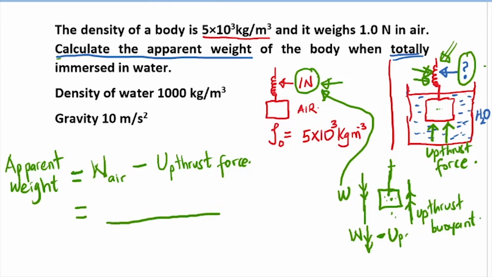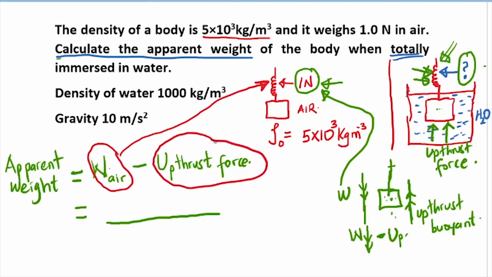For starters, we already know the weight in air. We know the weight in air, it is 1 Newton. That has already been determined. So now we need to find this upthrust force, this force that is acting down here, that is causing this thing to move upwards.